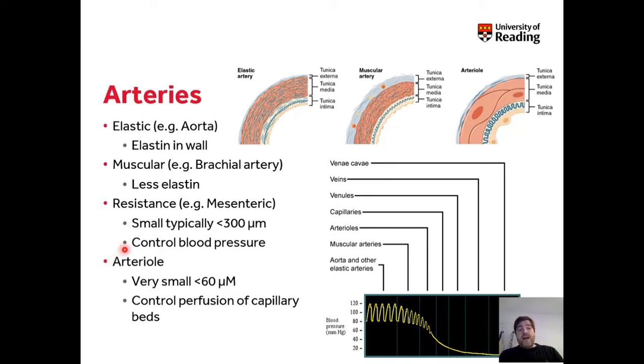Then finally, we have the very smallest arteries, which we call arterioles. And these are very small, round about 60 microns, normally only a couple of layers of smooth muscle cell. And they're the arteries that actually control perfusion into the capillary beds.